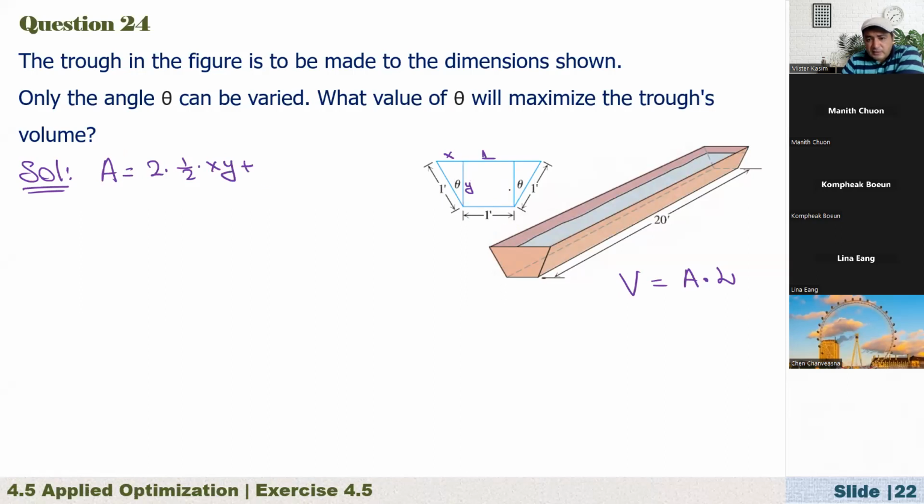And plus this actual rectangular part, that's equal to y. Or simply, that's equal to y times (x plus 1), right? Because y is a common factor. So now, how can I express everything in terms of theta? If you look at the triangle, what is sine of theta? Sine of theta is equal to the opposite side, it is x over y. Okay, so now from here, we can express everything in terms of sine of theta, right?